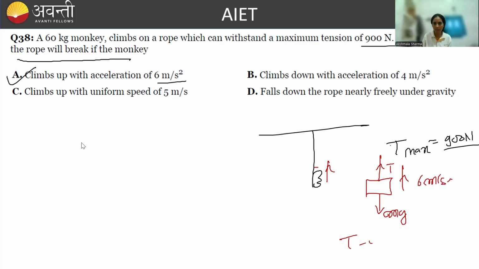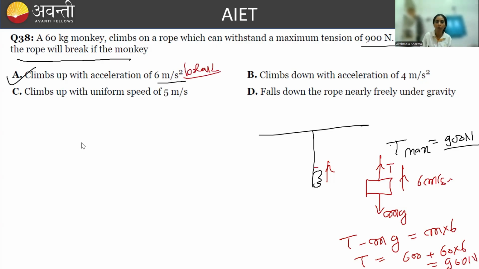So T minus mg will be equal to how much? M into 6. So T equals how much? Mass of monkey is how much? 60 kg. So this is 600 plus 60 into 6. So this is greater than 900, right? This is 360, so this will become 960 Newton. Here tension is becoming greater than 900 Newton. So here it will break. Correct option should be A.